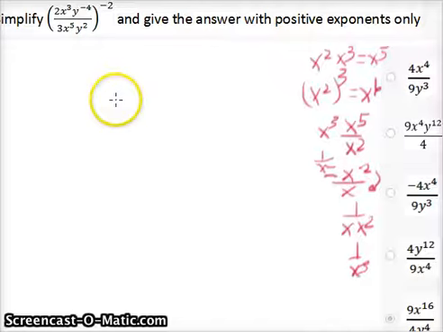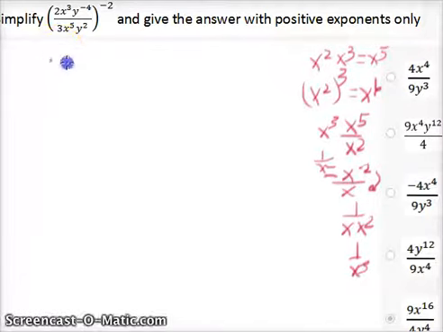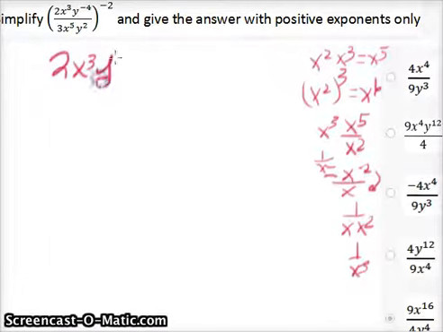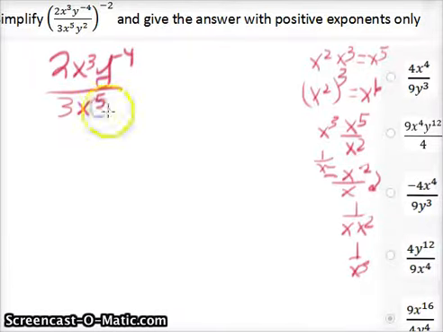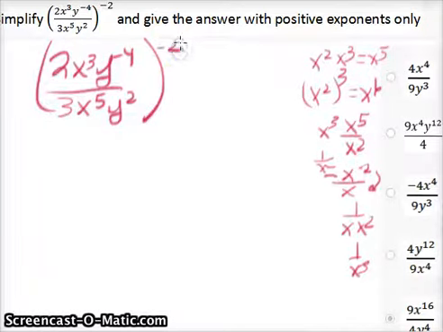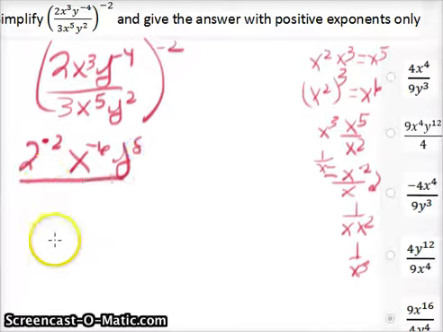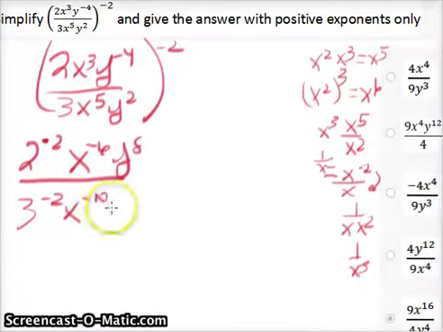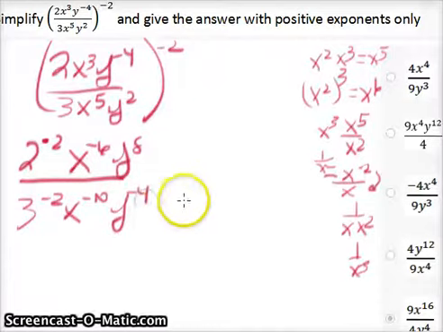All right. Now, let's look at this problem. First of all, let me just write what's inside. Sometimes by writing the problem, it helps you really know what's going on. Now, we all agree there's a negative 2 out here. So we're going to have to multiply each one of these factors by the power. We're just using that rule. That would be x to the negative 6, y to the 8th, over 3 to the negative 2, x to the negative 10, y to the negative 4.